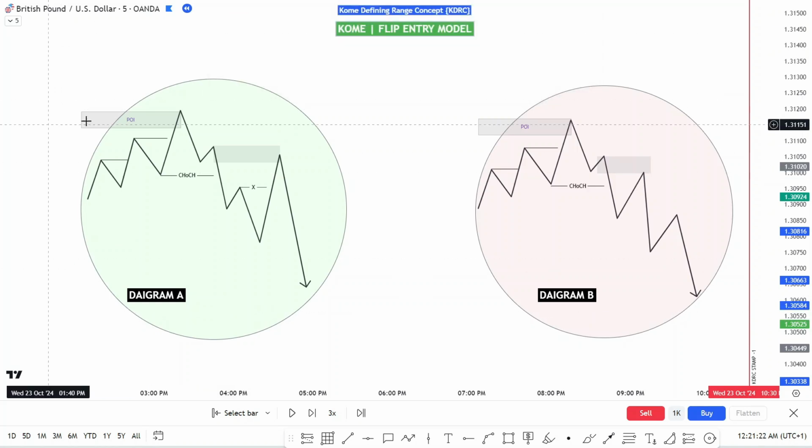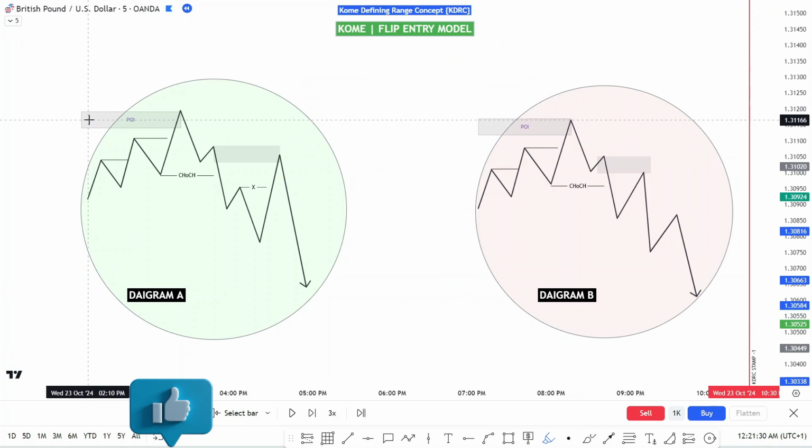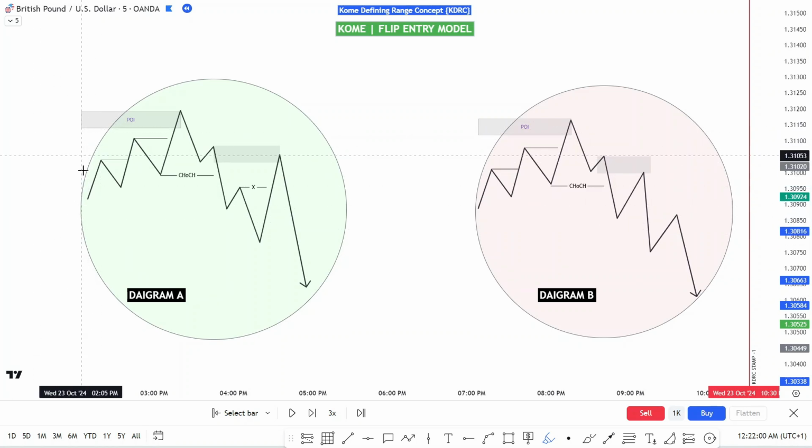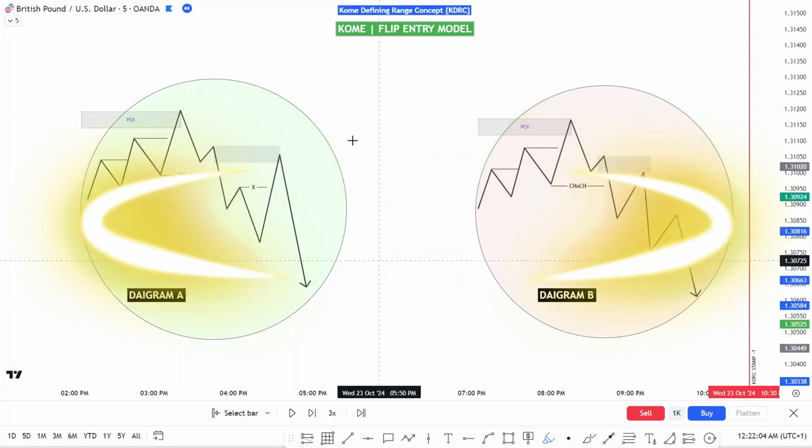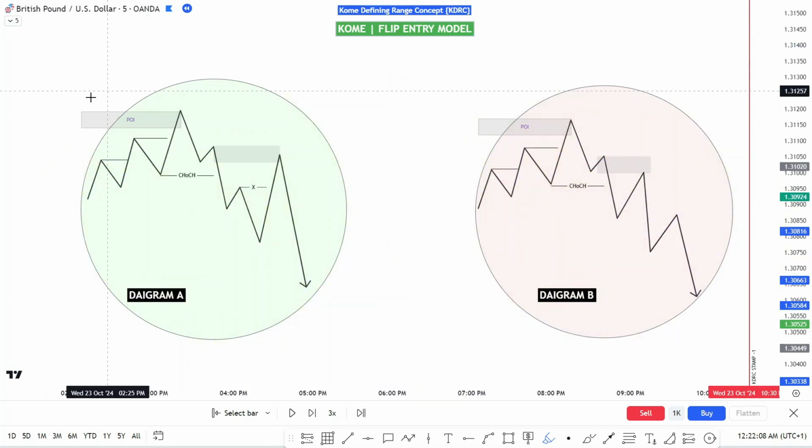So the first one here is this. The first thing to note is this point of interest. All right. Now, in order for this flip entry model to work for you, you must first of all know exactly how to identify your point of interest. First, we need to know exactly what price is doing. So to trade the flip entry model, we need to first of all pick our point of interest. And how do we pick points of interest? We need to pick our point of interest based on the takeout of inducement, liquidity sweep, and so on.